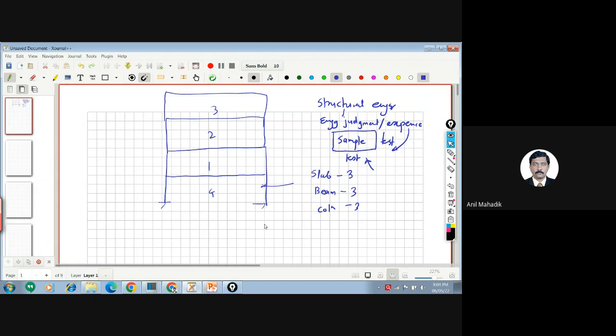Now, is this the answer to your question, or are you asking something specific regarding the location, whether it should be at the center or at the support? Is this the question, or is this the answer? What you said is okay, sir. Okay, fine.